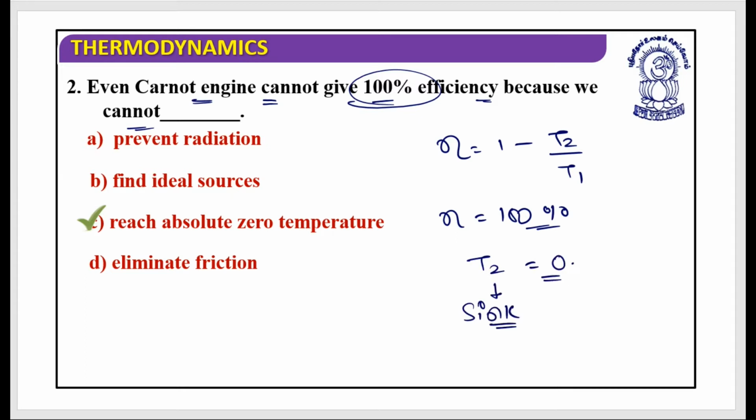As we discussed in the last lecture, absolute 0 is not achievable. It is not going to be achieved even in the ideal case. So we cannot have 100% efficiency, because we cannot reach absolute 0 temperature. This would be the answer. I hope this is clear.